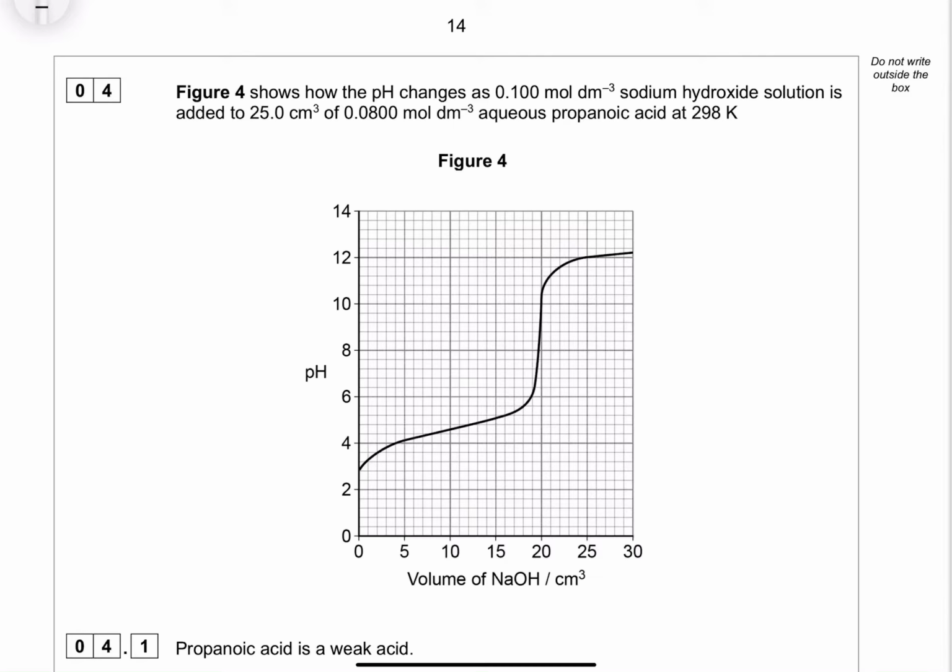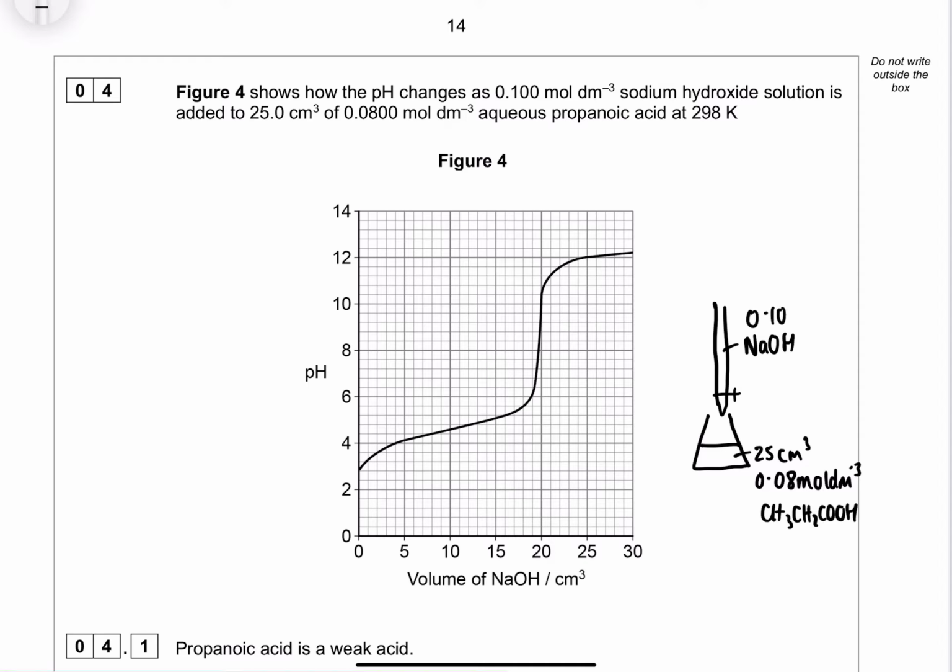Figure 4 shows how the pH changes as 0.1 mole per decimetre cubed sodium hydroxide solution is added to 25 centimetres cubed of 0.08 mole per decimetre cubed propanoic acid. And we're adding sodium hydroxide a little bit at a time and measuring the pH. And our concentration of sodium hydroxide is 0.1 mole per decimetre cubed.